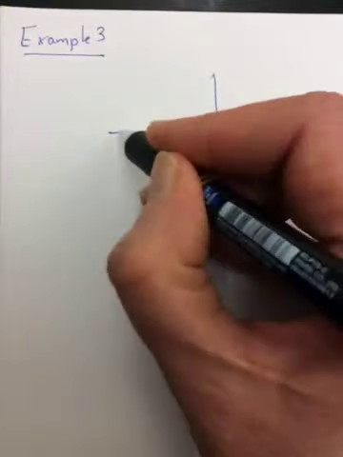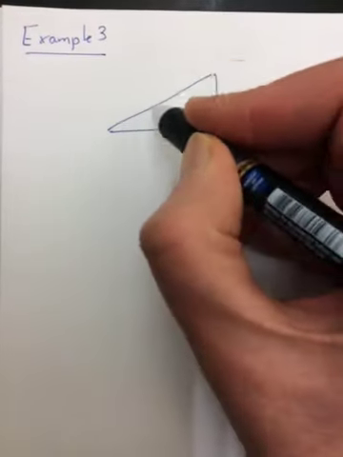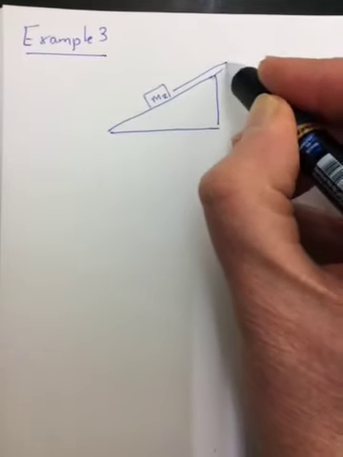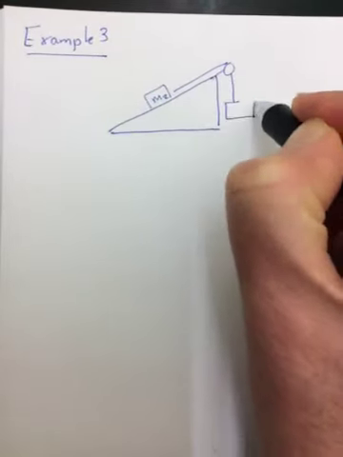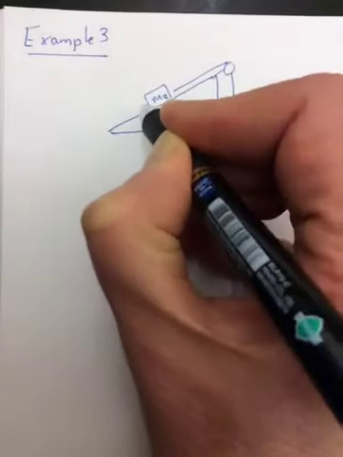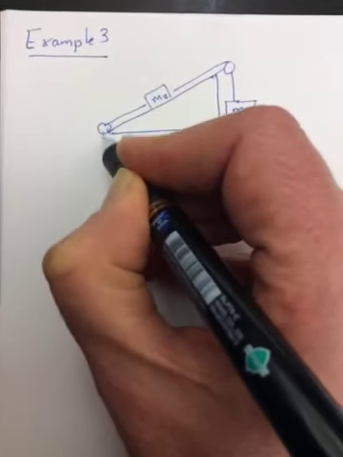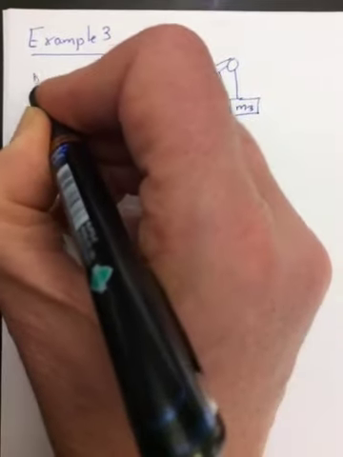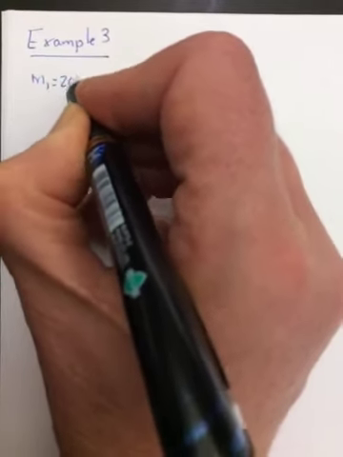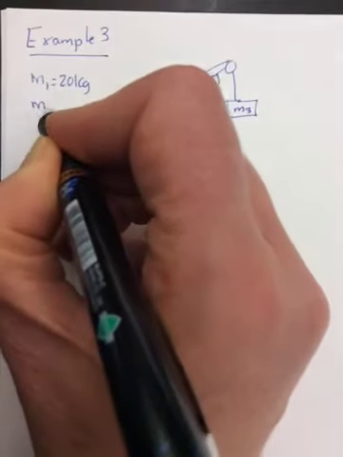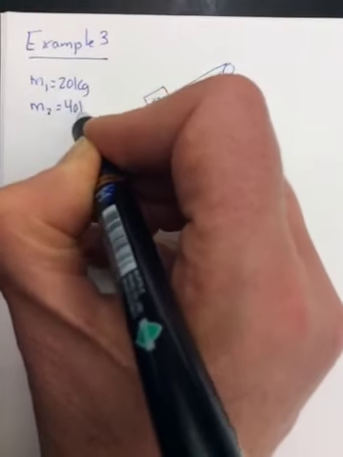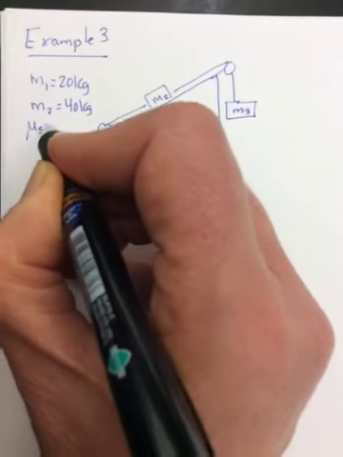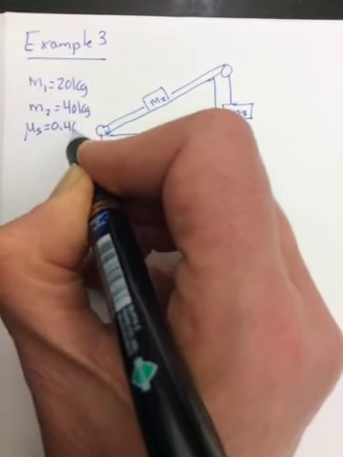Okay, so it's an incline. There's a box on the incline, M2. There's a box hanging up here, M3. There's a box hanging down here, M1. M1 is 20 kilograms. M2 is 40 kilograms. The coefficient of static friction for M2 is 0.4.